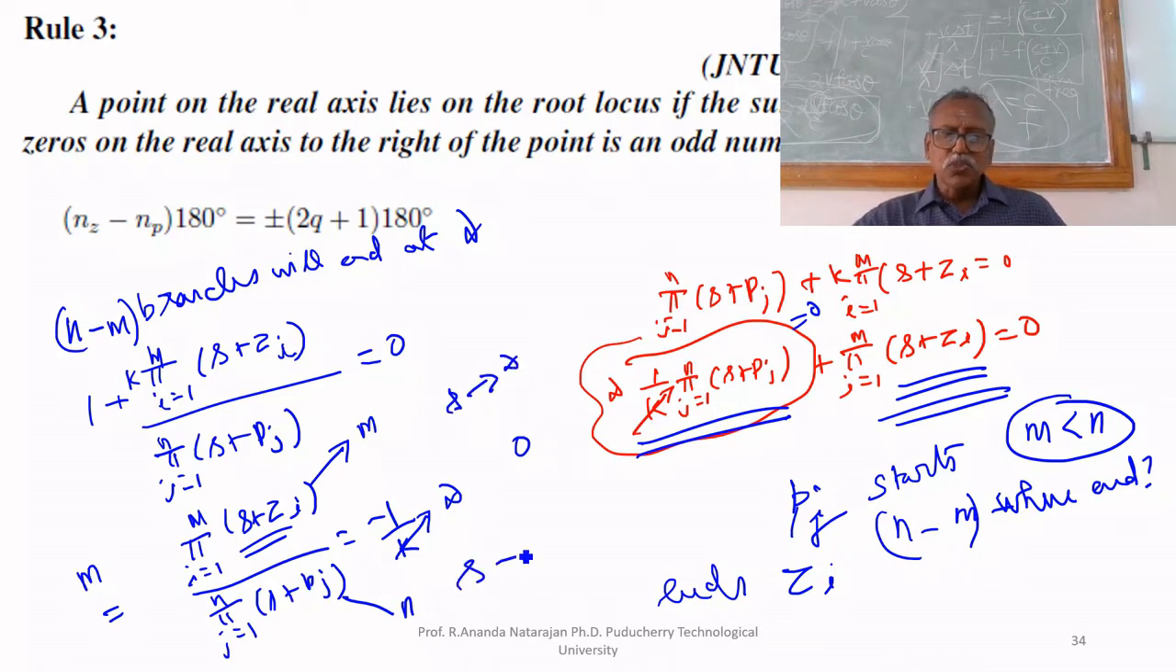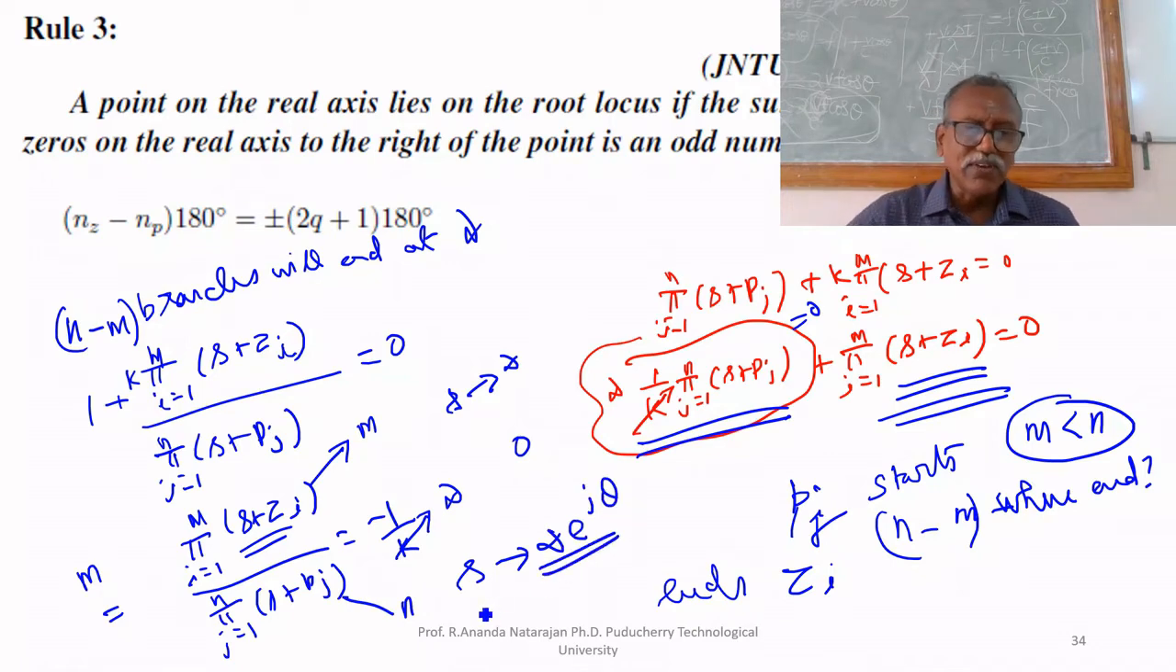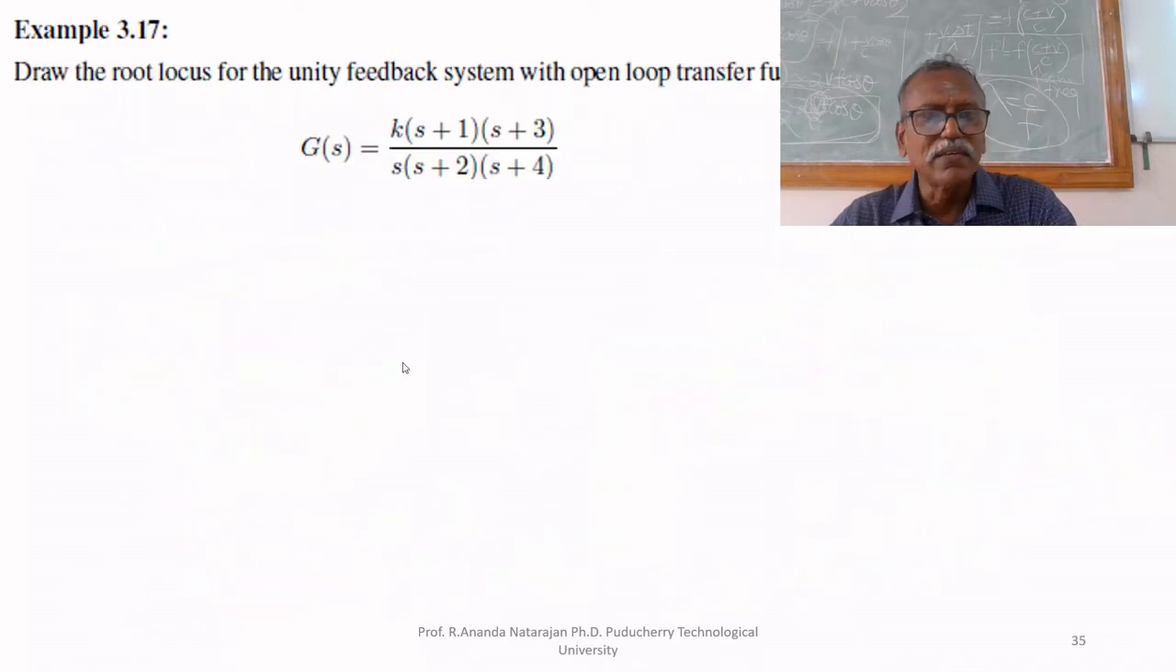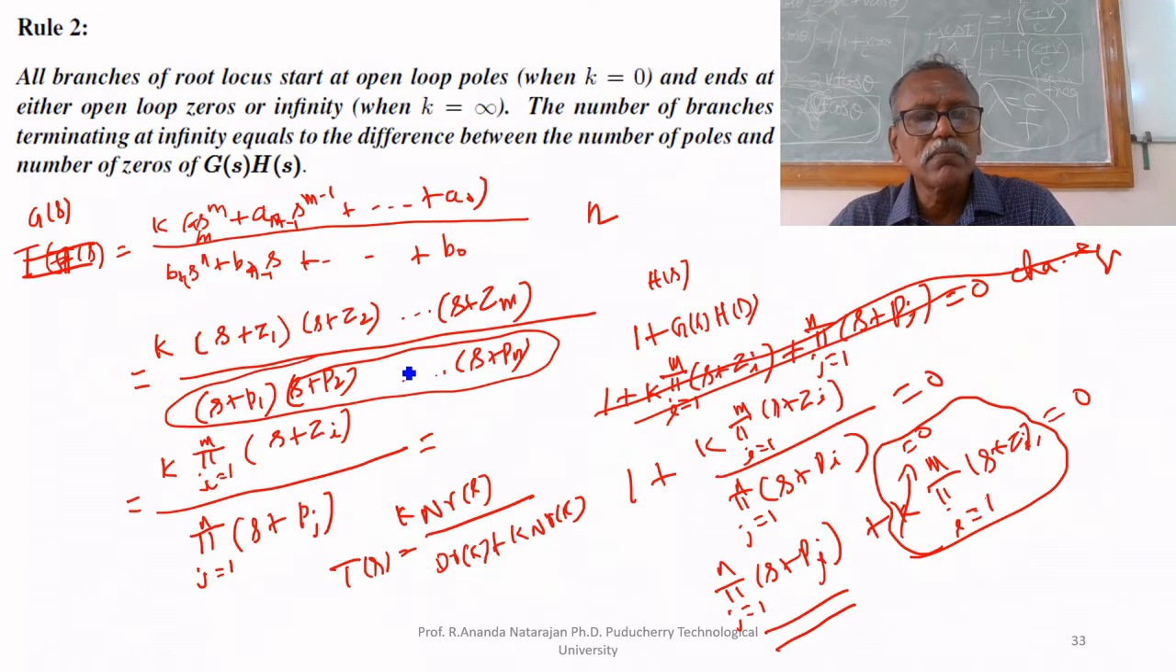This s tends to infinity, e power j theta. If s tends to infinity, then only the left hand side becomes 0. Already, as k tends to infinity, the right hand side is 0. When will the left hand side be 0? As s tends to infinity. Therefore, the remaining n minus m branches will end at infinity. So that is the second rule. What does the second rule say?